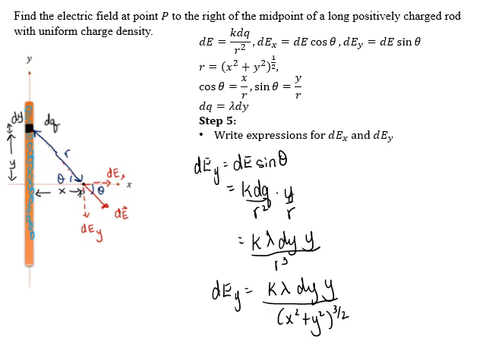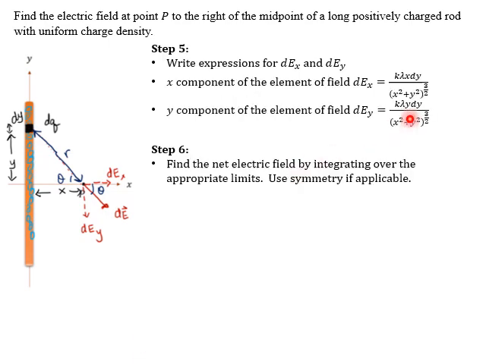Okay, now we've got our x and y components. Let's write those neatly on the next slide and see where we go from here. Now let's just make sure we remember what we've done here. This is dEx, this is dEy. Those are the components of a little bit of electric field, which is made from a little bit of charge.